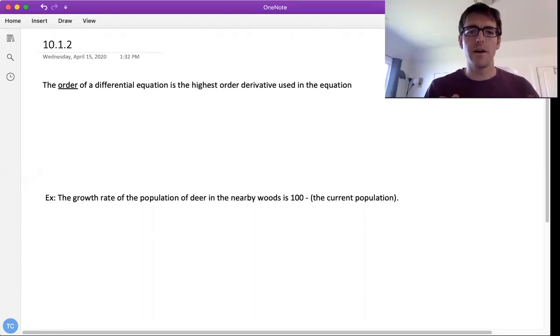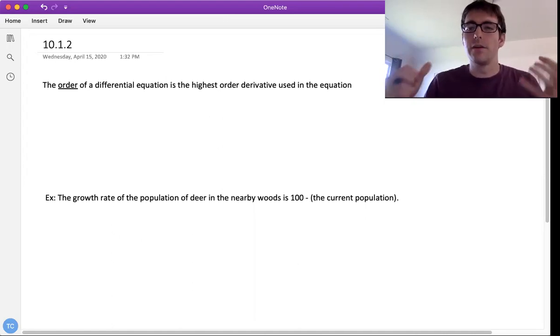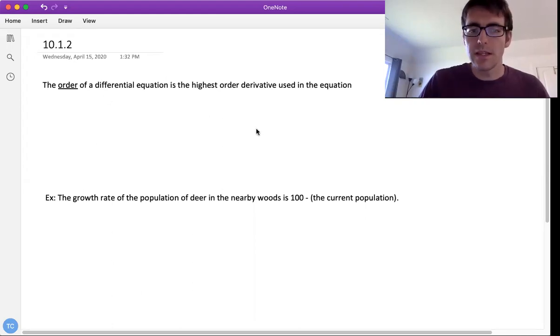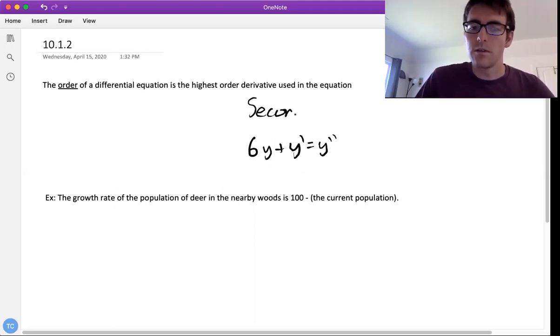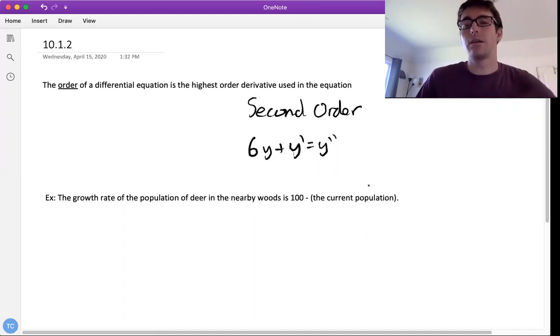One of the ways we have of differentiating types of differential equations is by talking about the order. By the order of a differential equation, what we mean is the order of the highest degree derivative, or the degree of the highest degree derivative involved in that equation. So the example we did last time was 6y plus y prime equals y double prime. This is a second order differential equation because it involves a second derivative.